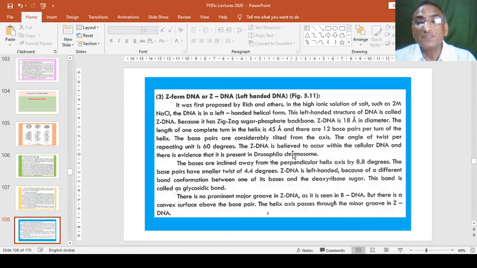The ZDNA is believed to occur within the cellular DNA, and there is evidence that it is present in Drosophila chromosome. Drosophila is the fruit fly insect, and it can be found there. This arrangement is found in Drosophila melanogaster. The bases are inclined away from the perpendicular helix axis by 8.8 degrees. The base pairs have a smaller twist of 4.4 degrees.